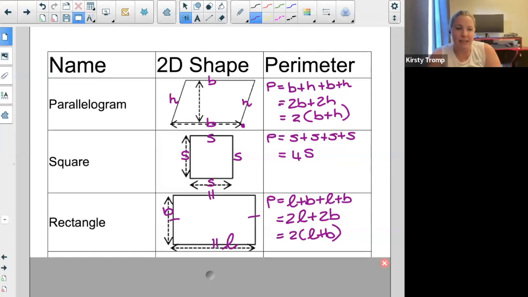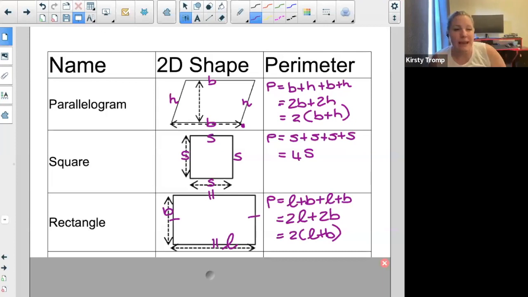Okay, Rayleigh's asking, can the square and the rectangles have the same formula? So they could. If in the square you called it length and breadth, then yeah, sure. I know some teachers don't like to use sides. They like to use length and breadth, and that's fine. So instead of calling it side, side, and side in the square, you can say length and breadth.